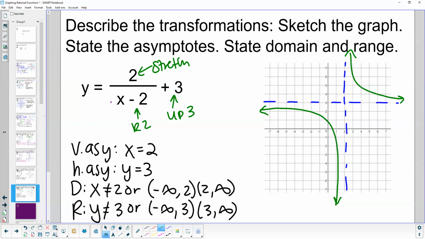Now, you're welcome to sketch it in your graphing calculator if you want to double check, but make sure you know how to do it by hand, because when you all go on to take calculus later, you will need to know how to sketch these by hand. But that's how you can graph basic rational functions based on their transformations.